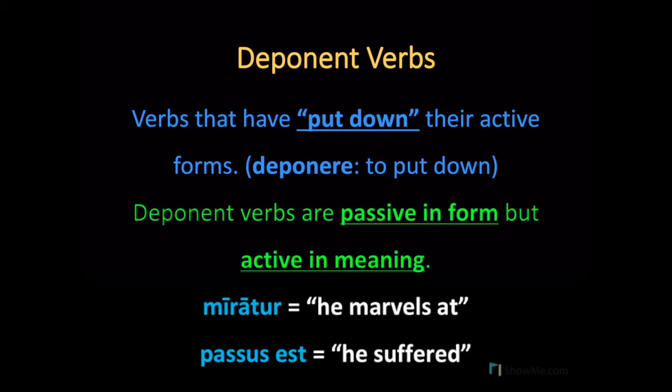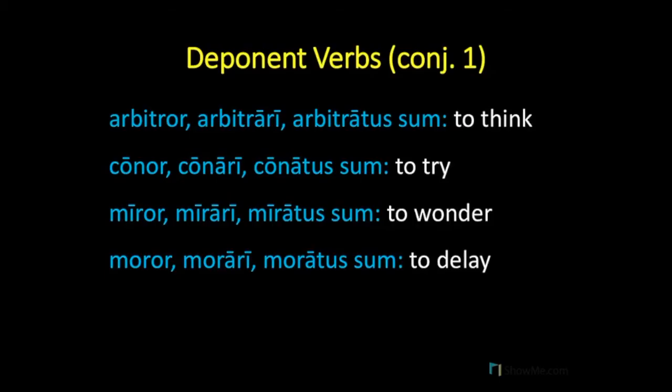As I mentioned before, deponent verbs in Latin are a family of verbs, and there are certain verbs that you will have to memorize as belonging to this family. I've broken up the verbs here by conjugation. These are some of the most important and most common deponent verbs in Latin. In the first conjugation, we have the verbs arbitror, which means to think, conor, which means to try, miror, to wonder, and moror, to delay.